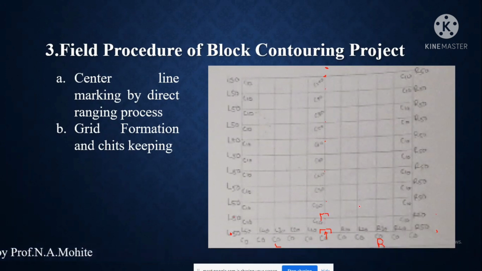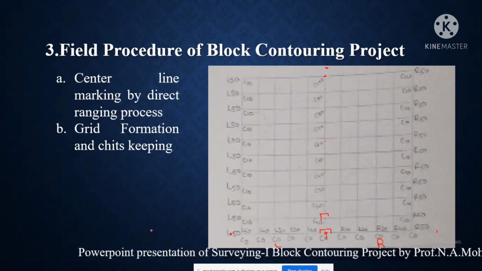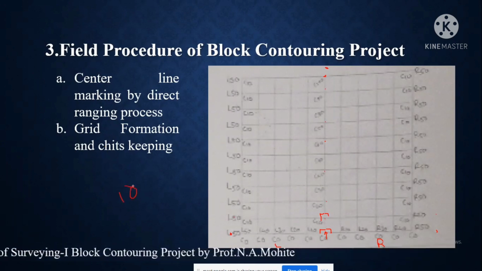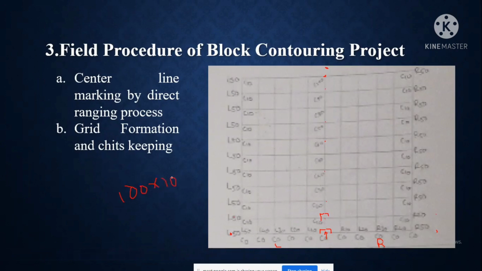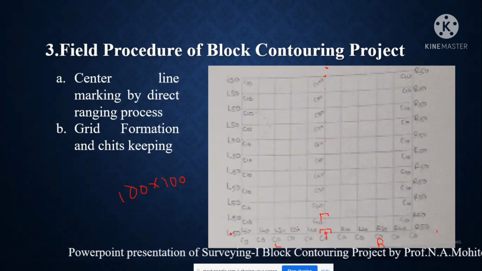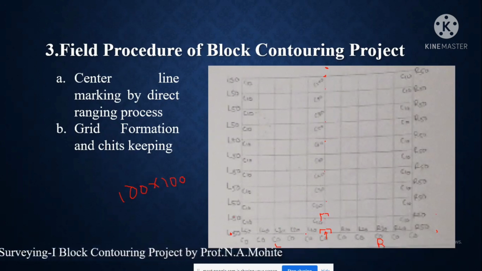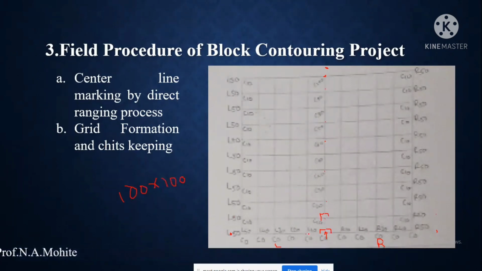Okay, so what is the use of keeping these chets? Whenever we are going to take the staff readings, the ground is of total 100 meters by 100 meters block size. So each block will be of 10 meters by 10 meters. We should know at which position the person is standing along with the levelling staff. For that purpose, we are going to keep these chets.